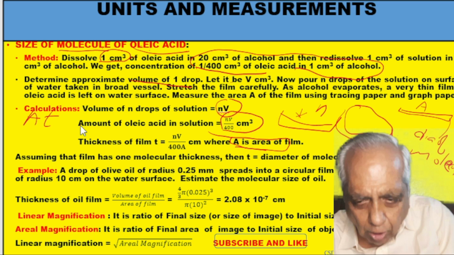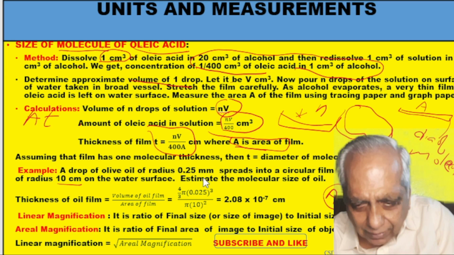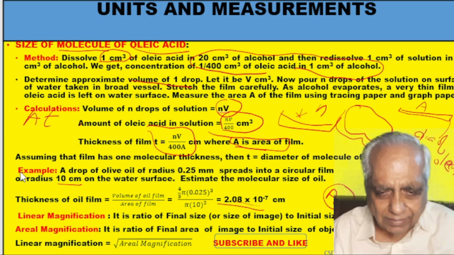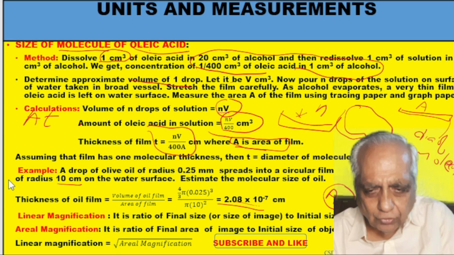So what is thickness? Thickness is volume upon area. So the thickness of the film would be the volume of the oil film upon the area of the film. Area of the film is pi into 10 square, as I have spread over 10 centimeter. And volume is 4 upon 3 pi r cube. This is millimeter, so it will be 0.025 centimeter cube. If you calculate this, you will get 2.0 into 10 to minus 7 centimeter. This is the thickness of the oil film. This example I have given to illustrate how we get the thickness in this experiment.